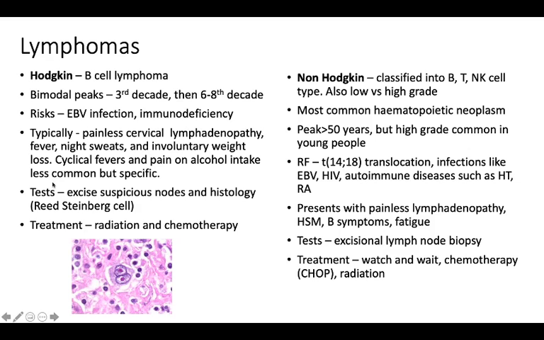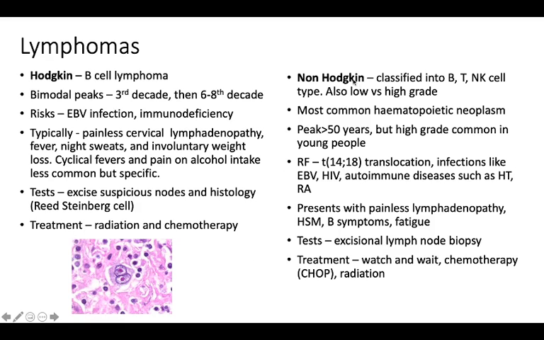If you do tests by excising the suspicious nodes and performing histology, you might see a Reed-Sternberg cell. This you can see in the picture here. It's this weird looking alien face thing that you can see. Essentially they are large abnormal lymphocytes that may or may not contain more than one nucleus. So there you go, Reed-Sternberg cell. That's very classic of a Hodgkin lymphoma. Treatment is usually radiation and chemo.